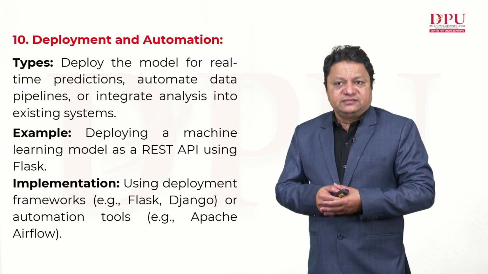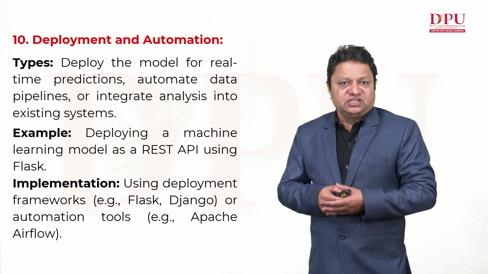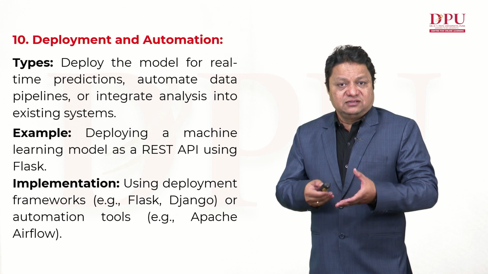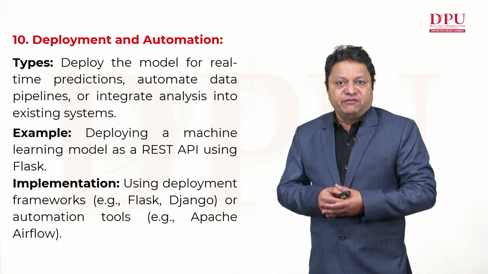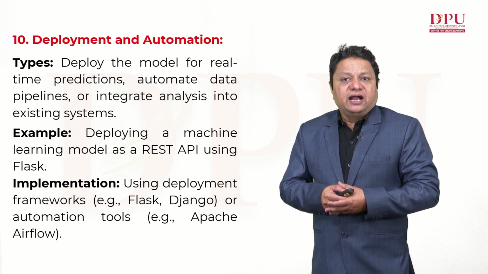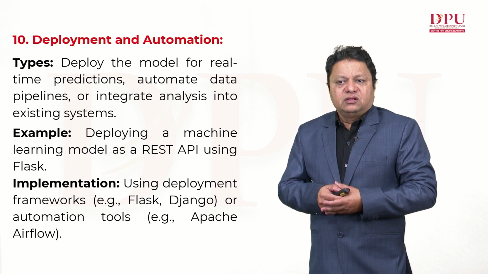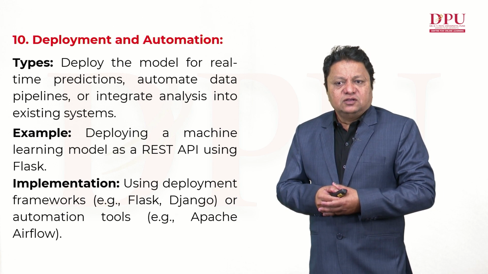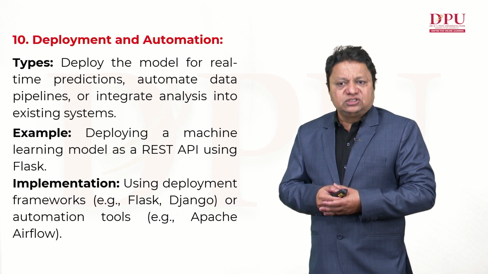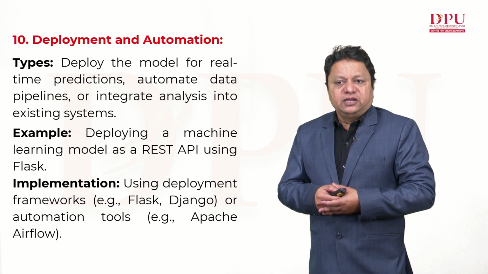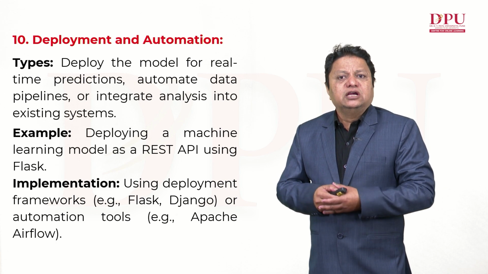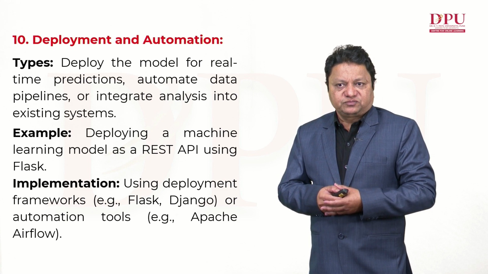The last step, that is the 10th step, is the deployment and automation. So, here I am deploying the machine learning model, that is in this process I have created the regression model. So, here I am deploying that regression model in the environment as a REST API using Flask. So, these are some of the techniques, tools which I can use for the deployment, that is I can use either Flask or I can use Django or automation tools like Apache Airflow.